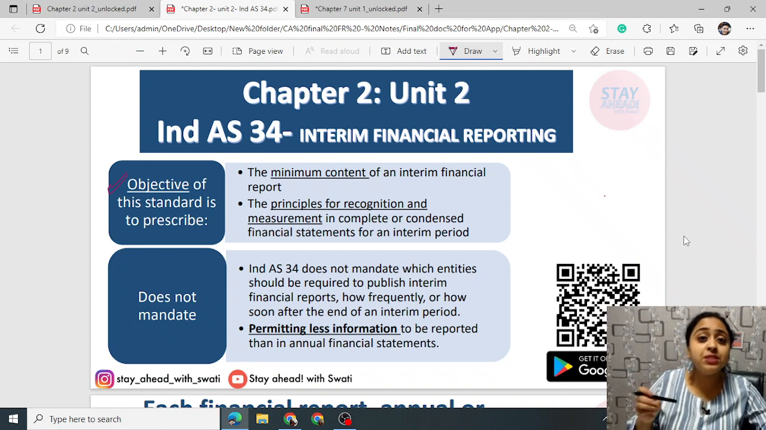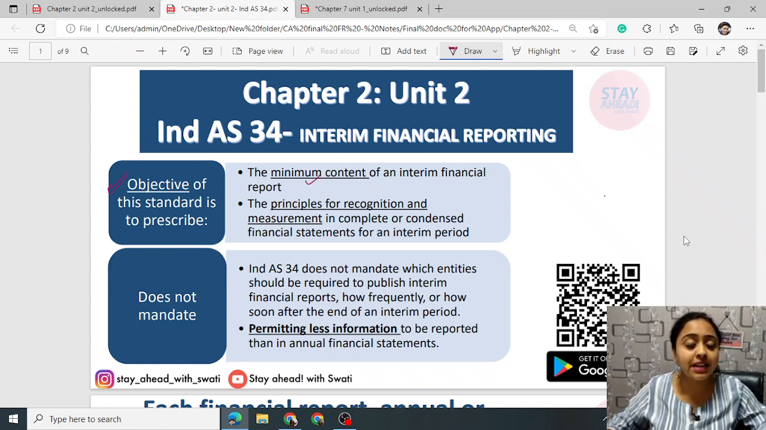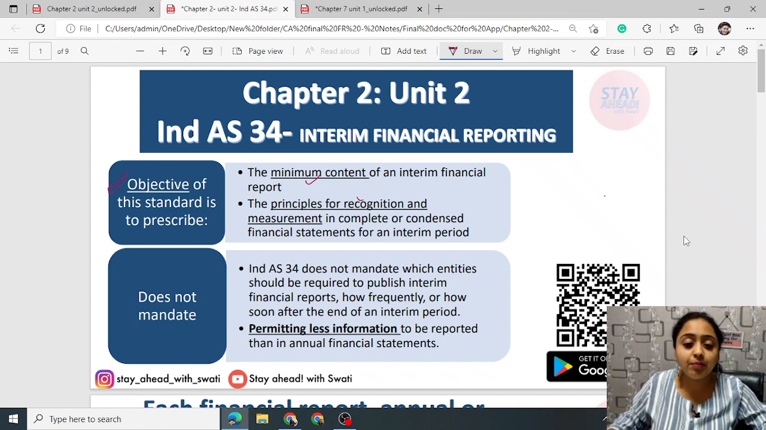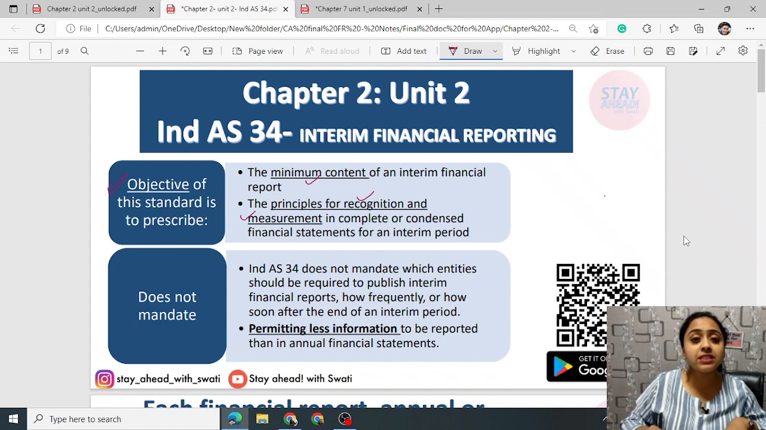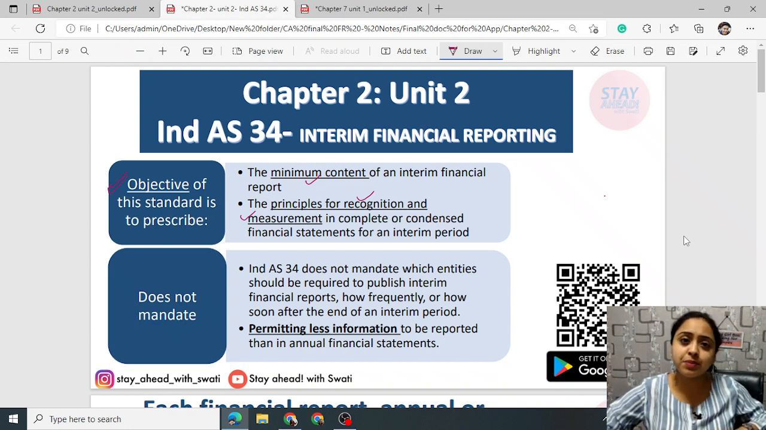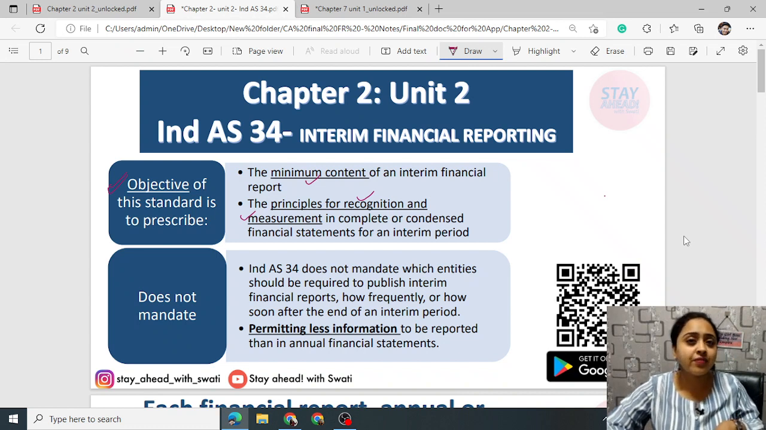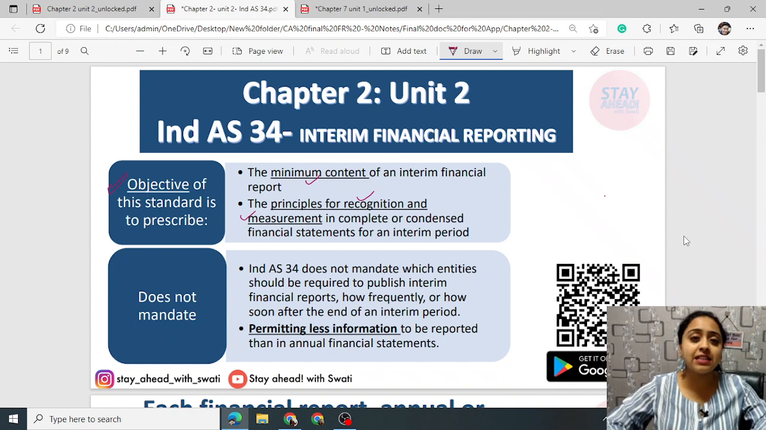So the objective of this particular Ind AS 34 is to prescribe the minimum content that one has to present while preparing their interim financial reporting, and secondly, the principles for recognition and measurement, because the annual statements have their own measurement and recognition principles. For interim financials, how do you need to classify them, record them, present them and measure them? All these criteria, all these guidelines are prescribed in Ind AS 34.